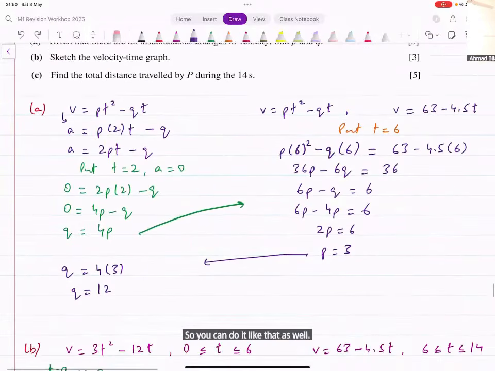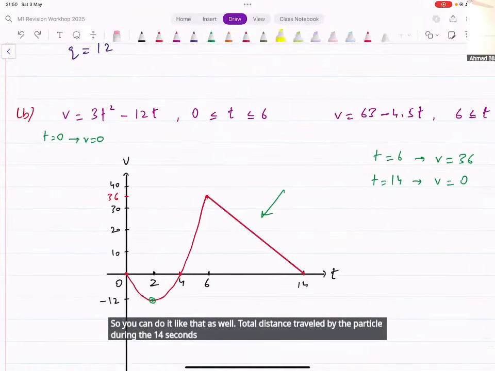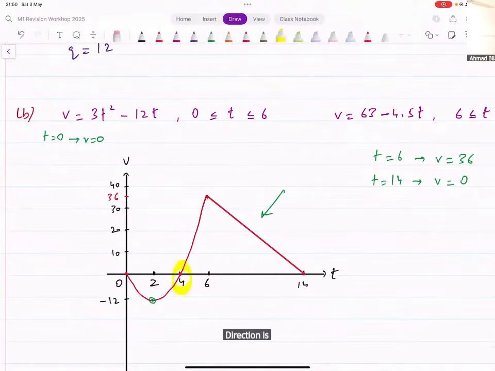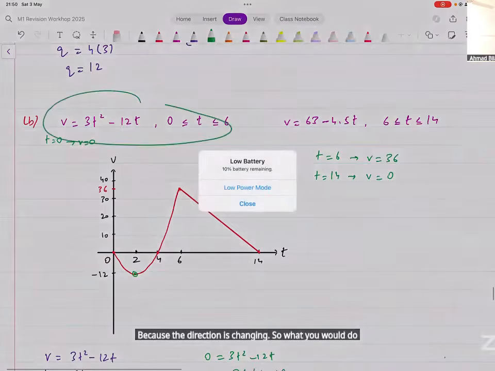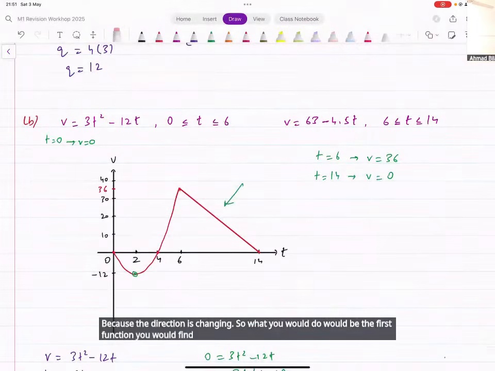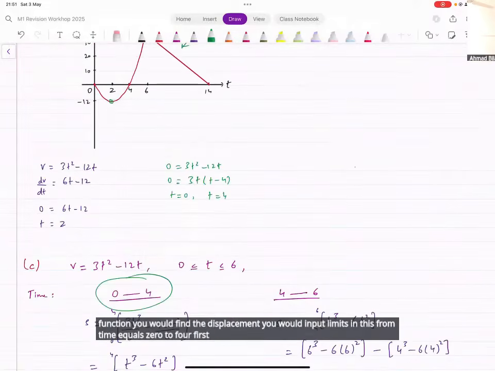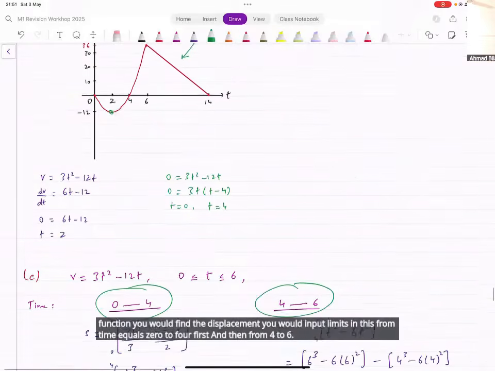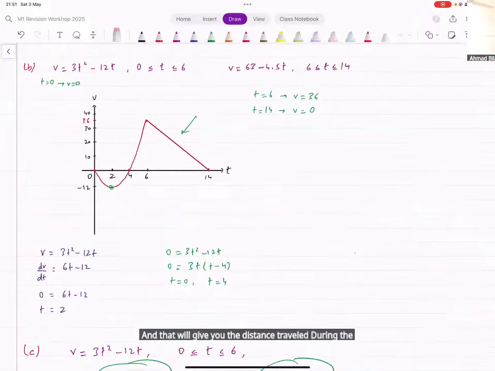Total distance traveled by the particle during the 14 seconds. You can see direction is changing at the point 4. So you have to break your journey at the point 4, right? That's important because the direction is changing. So for the first function, you would find the displacement, you would input limits in this from time equals 0 to 4 first, and then from 4 to 6. And that will give you the distance traveled during the first 6 seconds of motion.